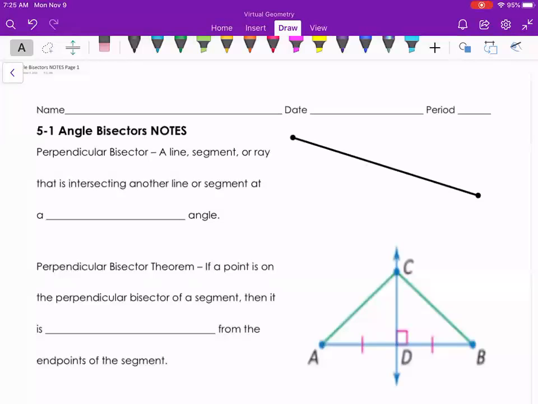All right. Hi, everyone. We are looking at our next unit, which is on the special segments that happen in triangles, and then also the special relationships that happen inside triangles. So let's start off with our first little section here on perpendicular bisectors.